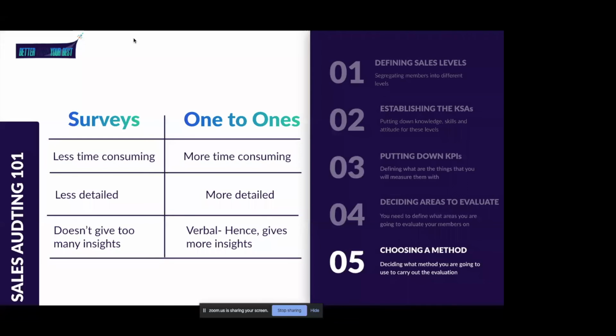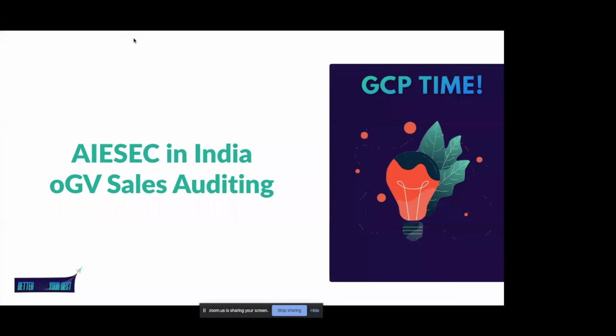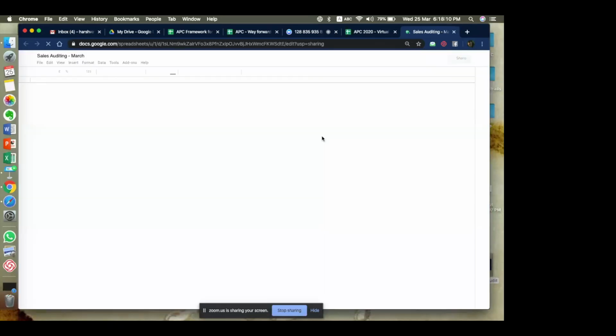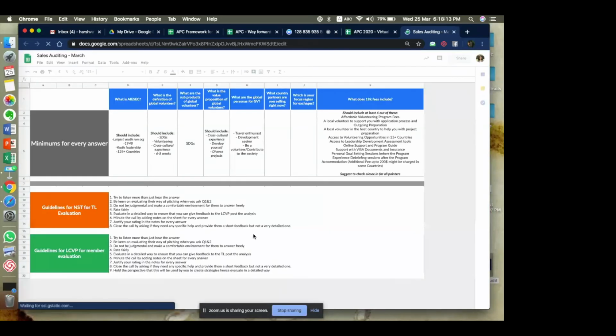Let's move ahead. So now I have one GCP to share with you guys, which is AIESEC in India's OGV sales auditing. Since I'm the OGV of AIESEC in India, we have this kind of a procedure being implemented, and all the LCs right now are going through the sales auditing procedure. So I'm going to show you guys what exactly our sales auditing mechanism looks like and what is the entire format. So this is the main tracking sheet for the sales auditing.